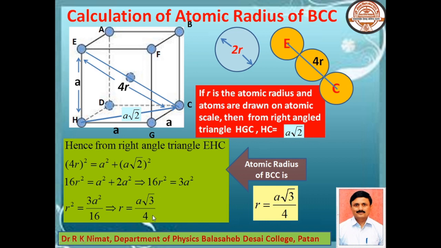That is how we can calculate the atomic radius in terms of the lattice constant a, which comes out equal to a root 3 divided by 4. So this is the atomic radius of the body centered cubic.